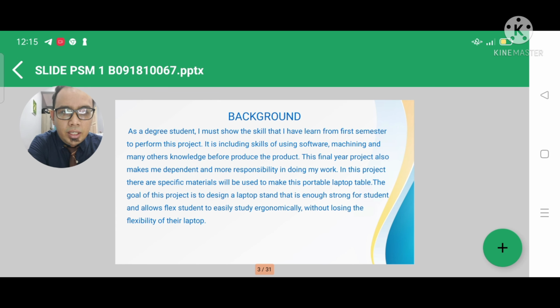Background: as a degree student, I must show the skills that I have learned from the first semester to perform this project. It includes skills of using software, machining, and many other knowledge before producing the product. The goal of the project is to design a laptop stand that is strong enough for a student and allows students to easily study ergonomically without losing the flexibility of their laptop.